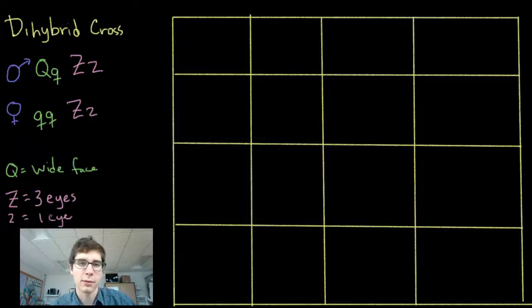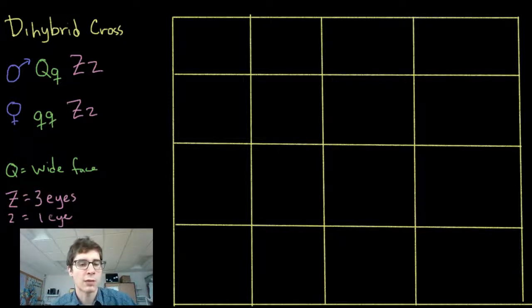It's called a dihybrid cross because now, instead of looking at one trait, we're looking at two traits. And so I have them identified down here. We have Q, which is going to give us a wide face for an alien, let's say, and a lowercase q will just give us a narrow face. And then capital Z is going to give us three eyes, while a lowercase z is going to give one eye to our alien. Both of these are going to be complete dominance in terms of their dominance patterns.